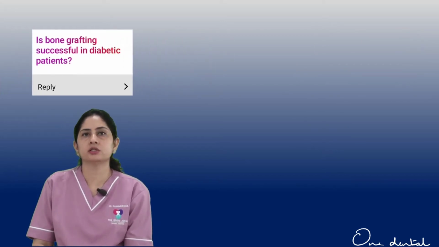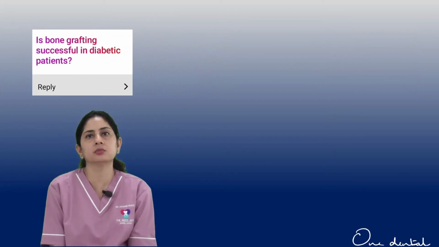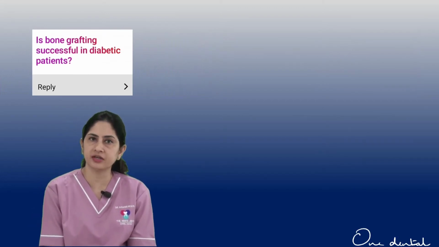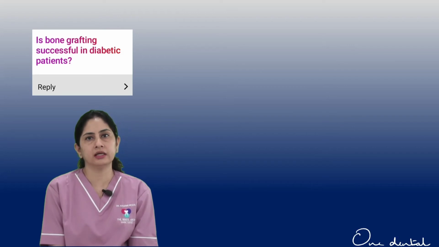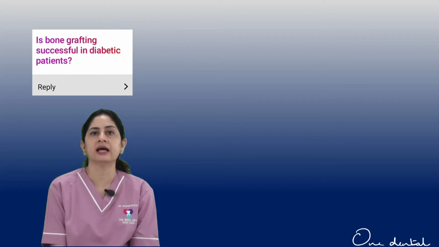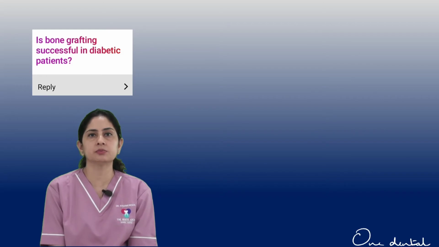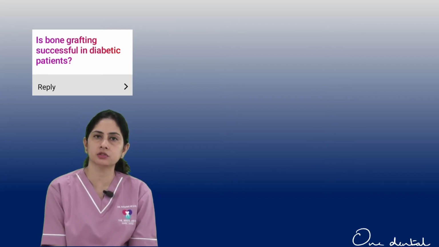Taking up the next question, is bone grafting successful in diabetic patients? The purpose of using a bone graft is to fill up a defect of bone in order to maintain clot stabilization, in order to maintain the shape and geometry of the defect, to prevent collapse of soft tissues, and eventually the aim is to allow that bone graft to maintain space so that it eventually converts into new bone.